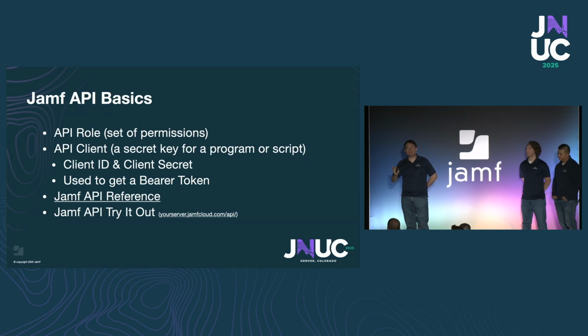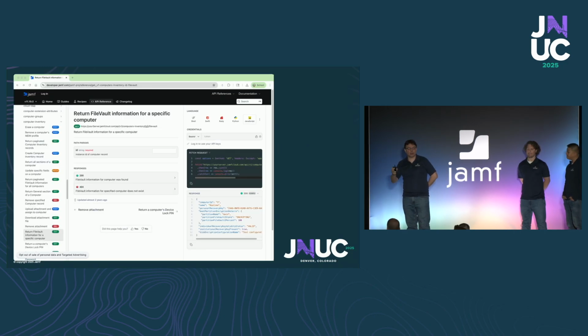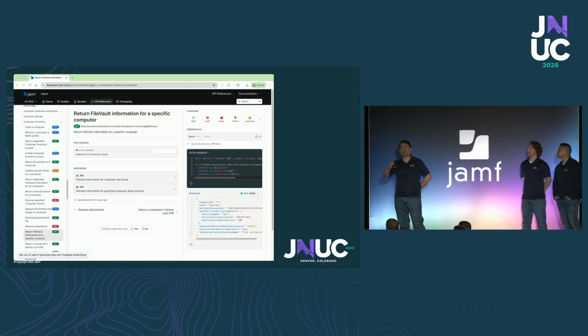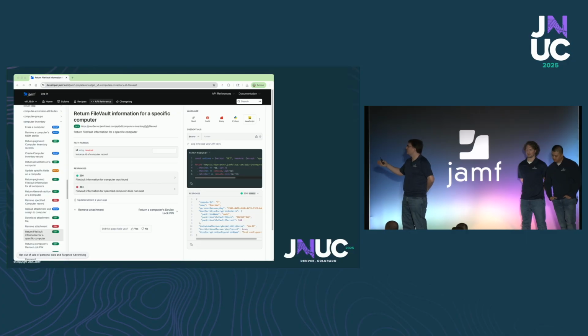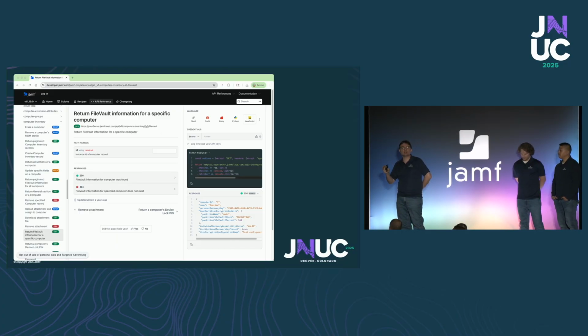Some great resources for the Jamf API are, first, the Jamf API reference site, which will describe in plain text exactly what each API endpoint does. For example, how to return FileVault information for a specific computer. And it will give you examples of the response you might get if you call that API endpoint. Note it does not cover all possible returns and parameters.